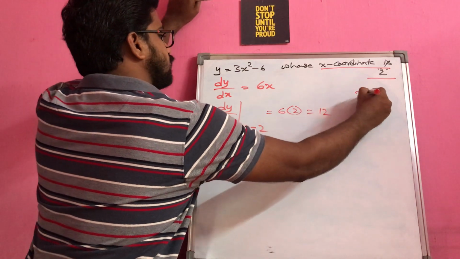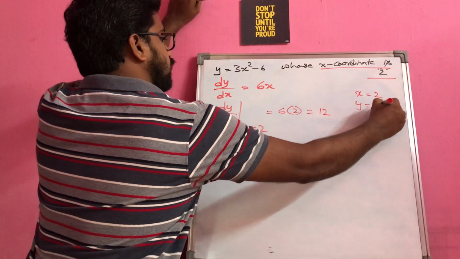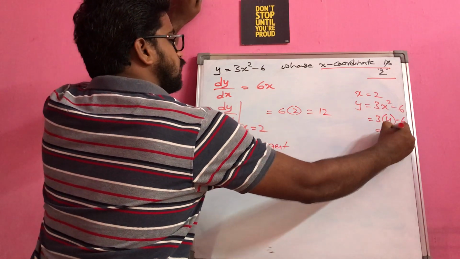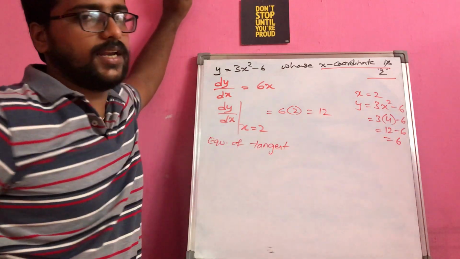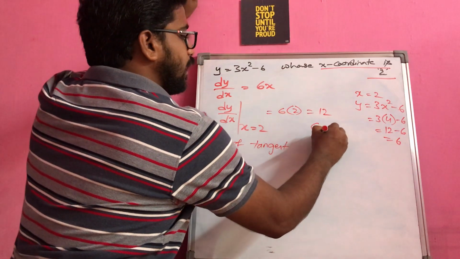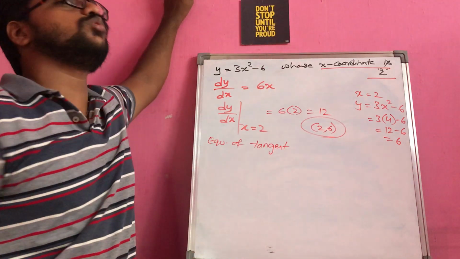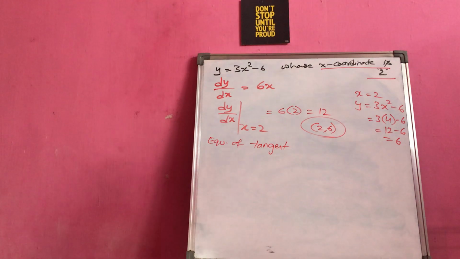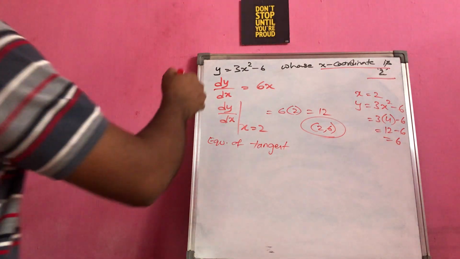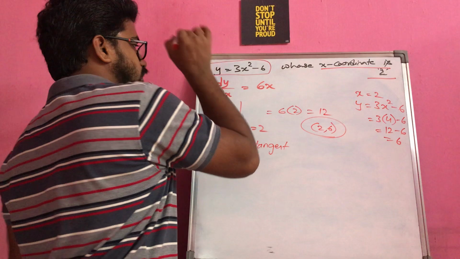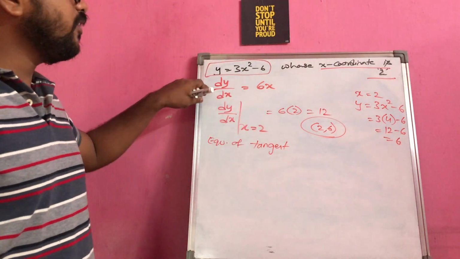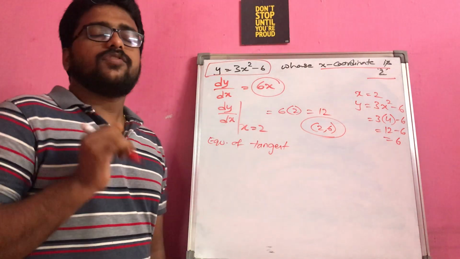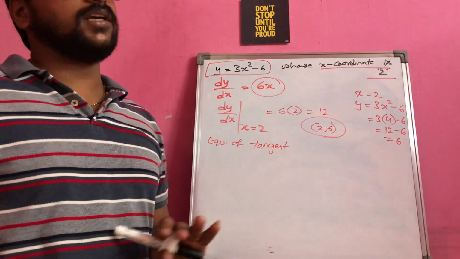So x is equal to 2. If I substitute in the equation y is equal to 3x squared minus 6, that means 3 into 4 minus 6, 12 minus 6 is equal to 6 you are getting. So indirectly they had given you in the question that the point is (2, 6). But here they mentioned only the x coordinate as 2, for the simple reason that if you observe this function y is equal to 3x squared minus 6, if I find dy by dx, it is completely in terms of the variable x. For that sake only they mentioned at x is equal to 2.